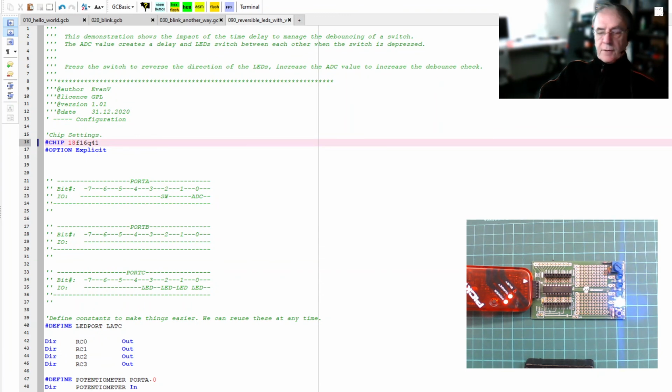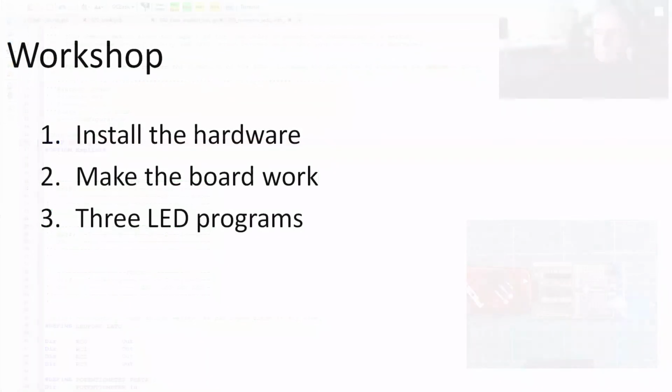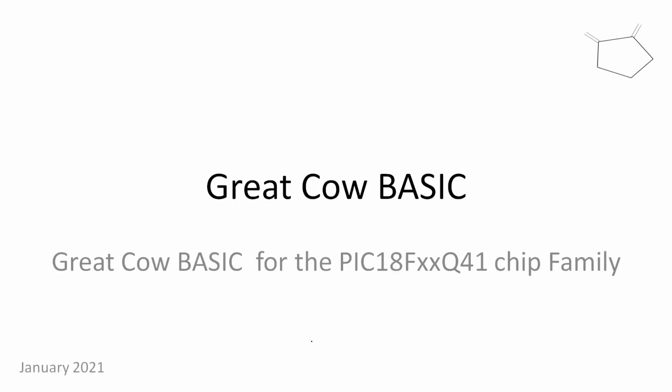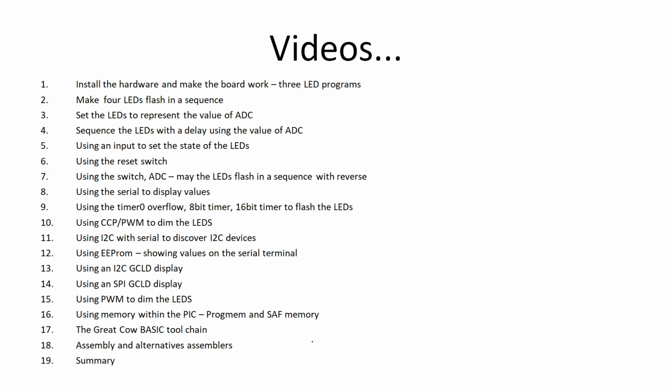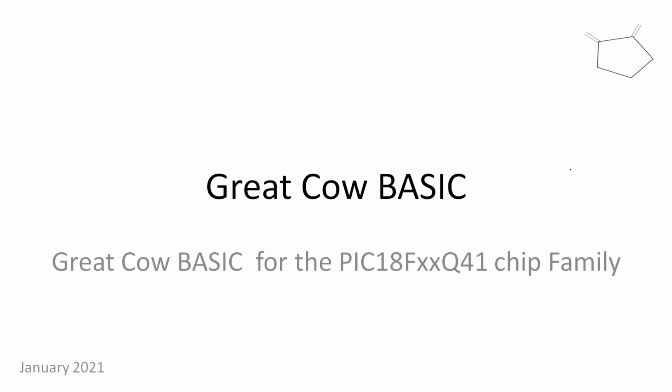Let's go back to PowerPoint for a second. So our job there was to make the 3 LEDs flash. I think we've done that today. And tomorrow we will come back to the demonstrations, and we're going to make those 4 LEDs flash in a sequence, number 2. And if we've got time, we may even look at making 4 LEDs flash in sequence. But this is a Great Cow BASIC tutorial for the Q41 chipset. Enjoy.